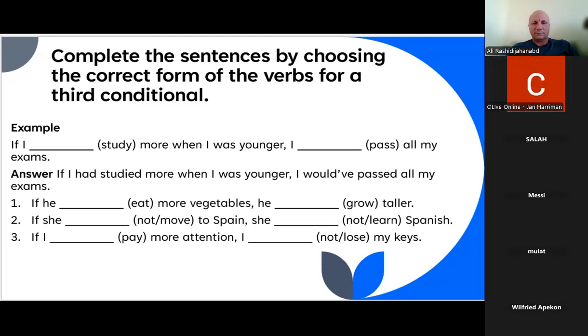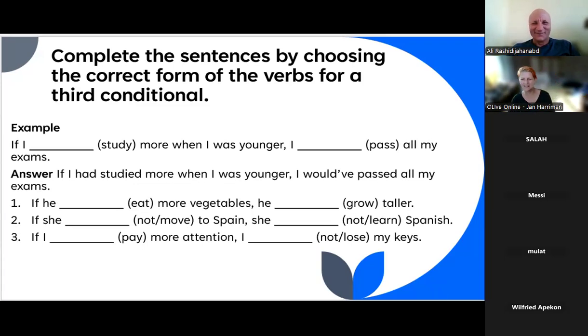If I had studied more when I was younger, I would have passed all my exams. Excellent. Absolutely right. Right. Very good. Yeah, it has been done. That's okay. How about the next one?